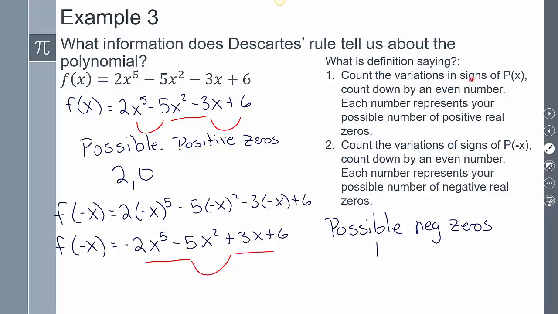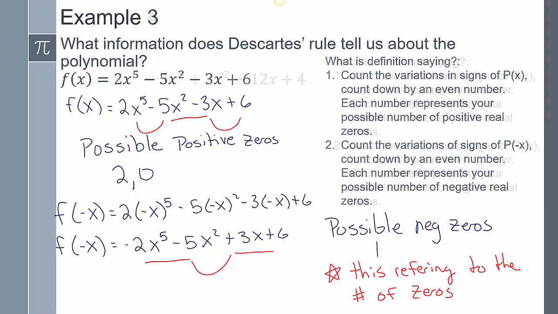So the first thing that I did is I counted the variation signs of p of x. That's what I did here. I determined that there were 2, and then I counted down by an even integer, so 2 minus 2 gave me 0. Then I counted the variations of the sign of p of negative x. You have to simplify it, so I did that, and there's only 1 variation in sign. That 1 variation in sign gave me 1, and then you count down by an even integer as well. Well, 1 minus 2, that still just gives me 1. And so I got 1 possible negative zero. And remember, this is referring to the number of zeros.